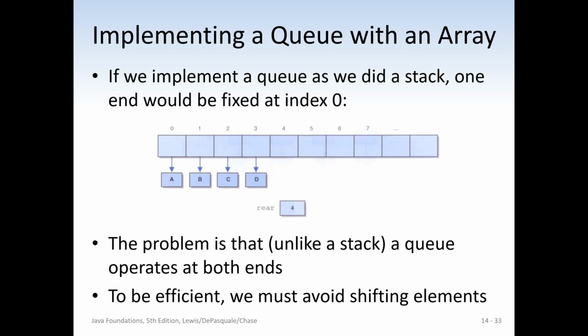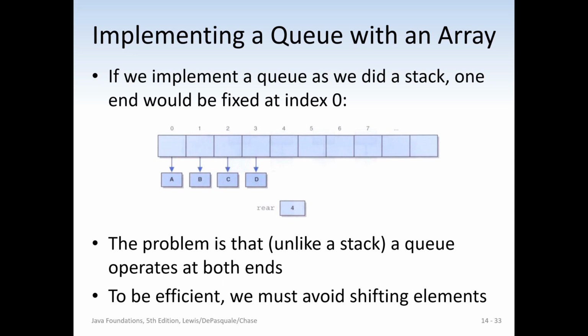So if we want to implement a queue like we did a stack, one end would be fixed at index 0. This was nice for a stack because we always add and remove from one end of a stack, right? So we added to the end, so the stack would grow. We started at 0, and then the stack would grow up, and then we would decrement or increment, and it would always be from the far away side, the larger index side.